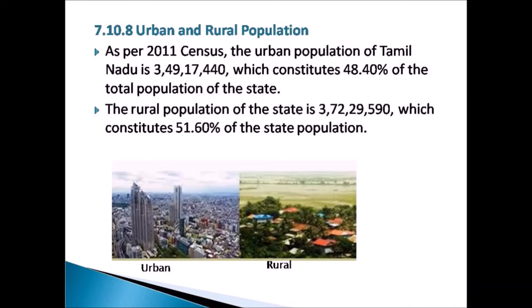Urban and rural population. We know what is meant by urban and rural areas. Urban areas include the cities and towns. The rural areas include the region that is away from the cities and towns, that is the outer region of the cities and towns, which includes villages also.